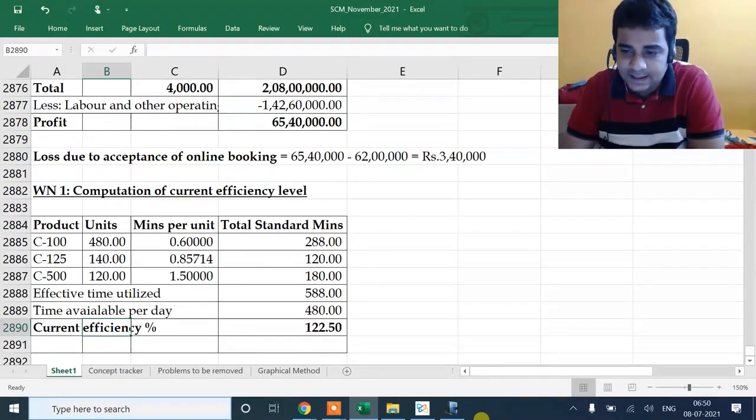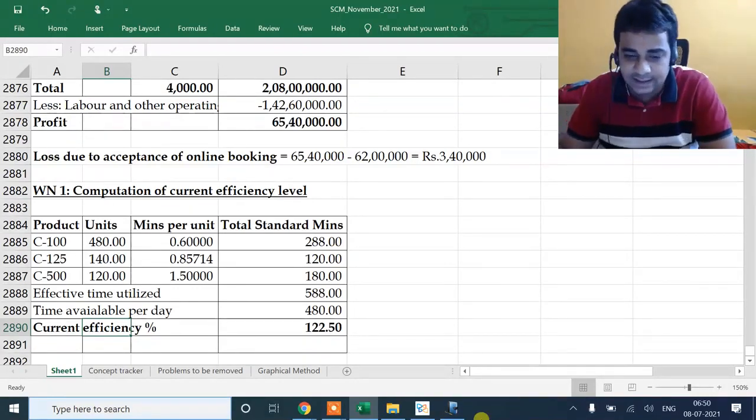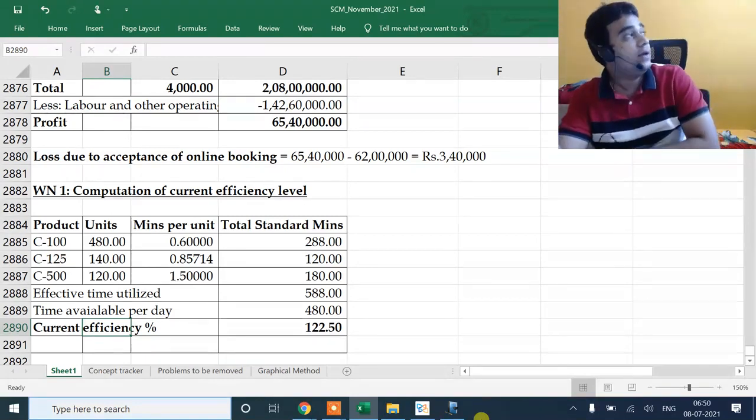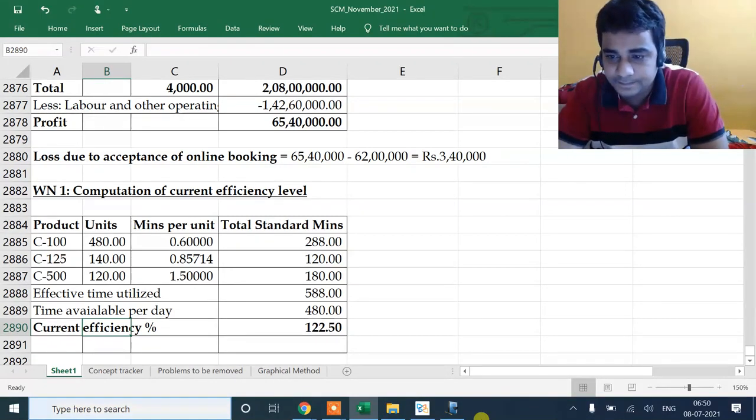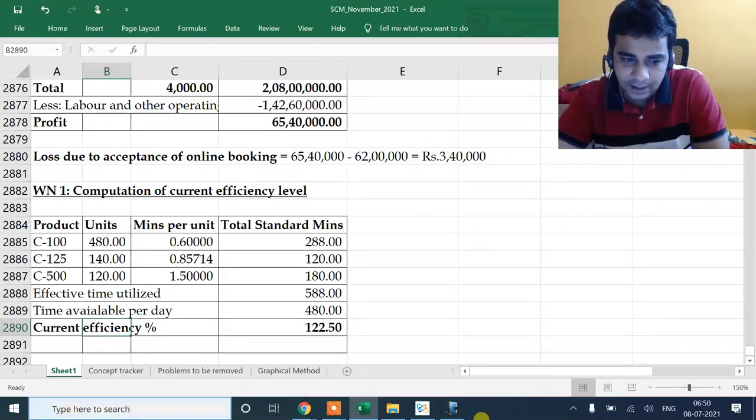100% is the capacity available. I am utilizing it at 122%. Utilization is at 122%. Any doubts on this?